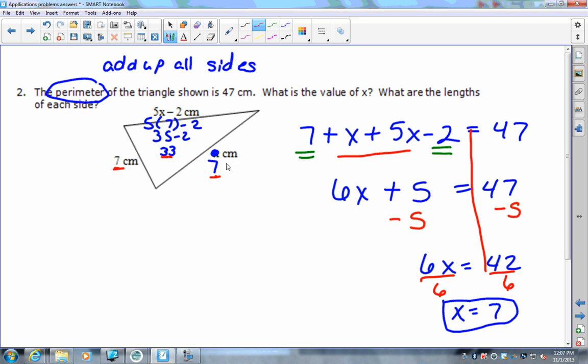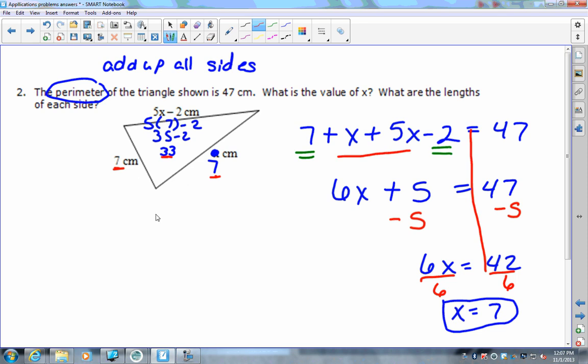Just like when we worked on parallel and perpendicular, some of you guys thought that when the two lines crossed, that they were perpendicular because it looked that way. Remember, the numbers have to prove that it is perpendicular. It can't just be what you think it is from the picture. Okay? That's one of the biggest things to remember and learn.